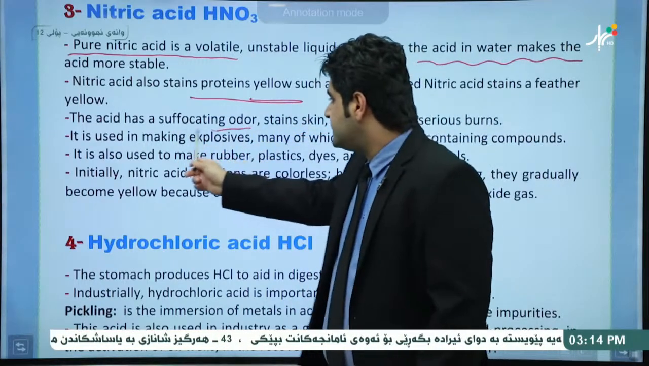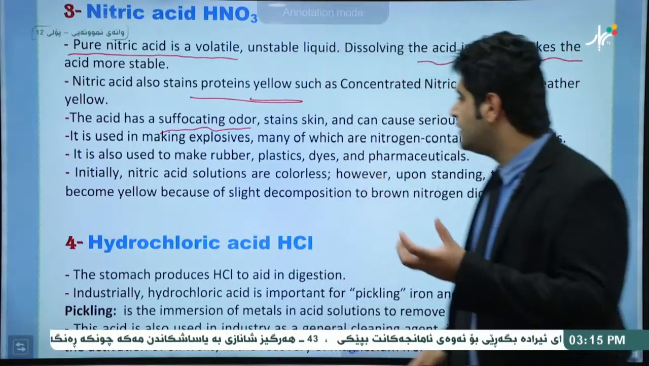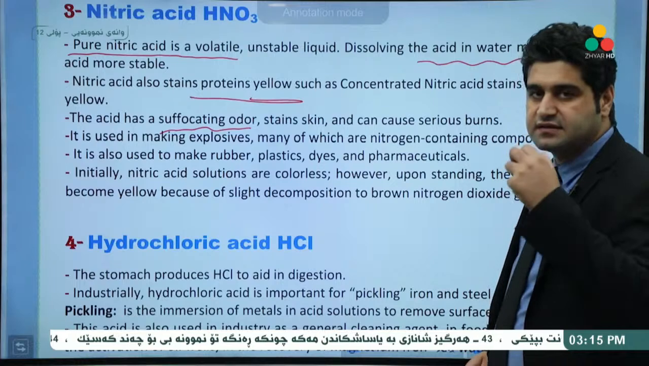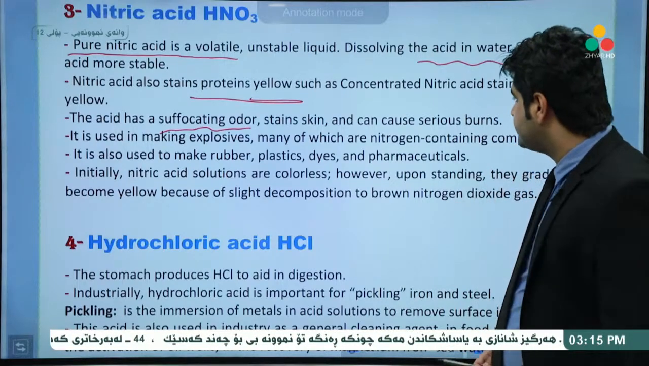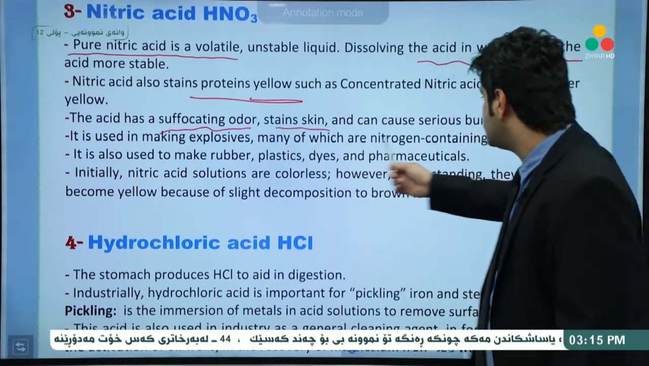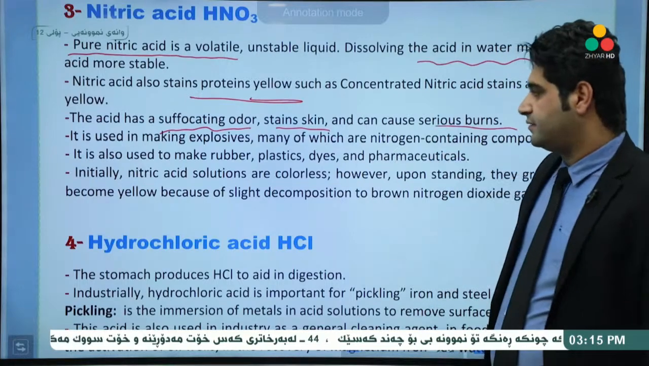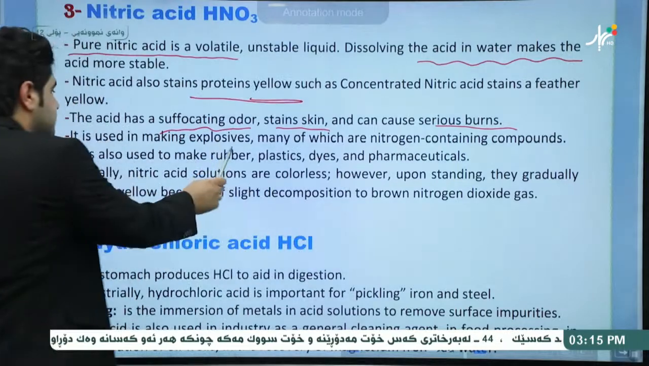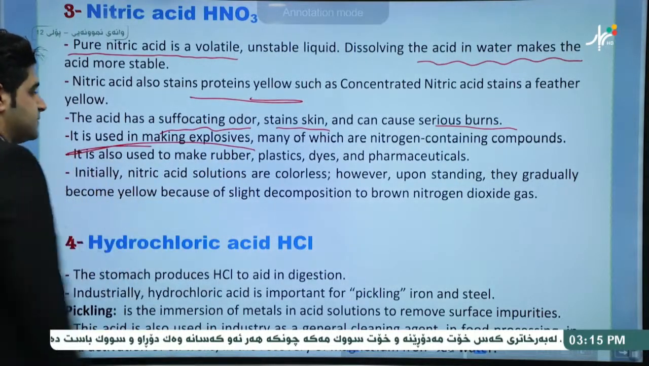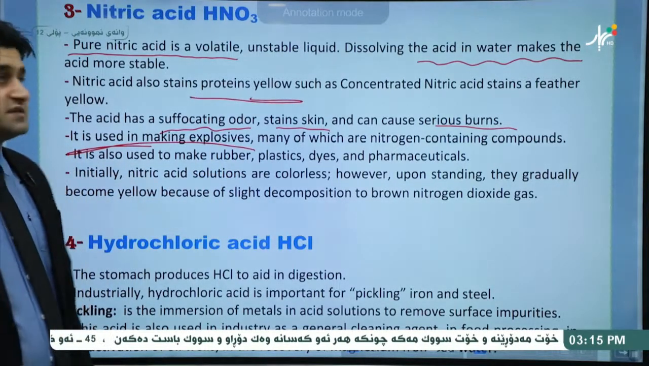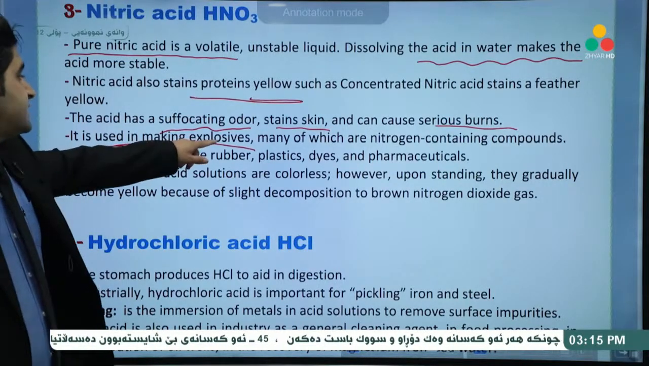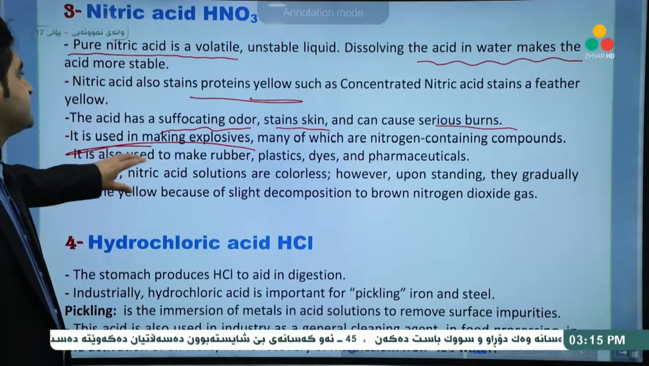Well, it has a suffocating odor. You will feel choking when you inhale nitric acid vapor. It stains skin also, and it can cause a serious burn because it is very strong. Nitric acid is used in making explosives, especially in the TNT industry, trinitrotoluene. So nitric acid is used to make explosive materials.